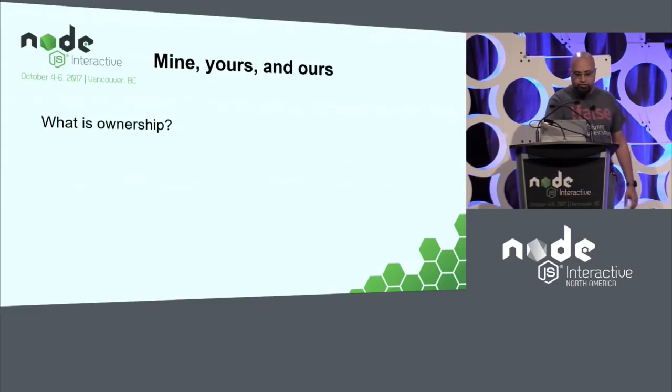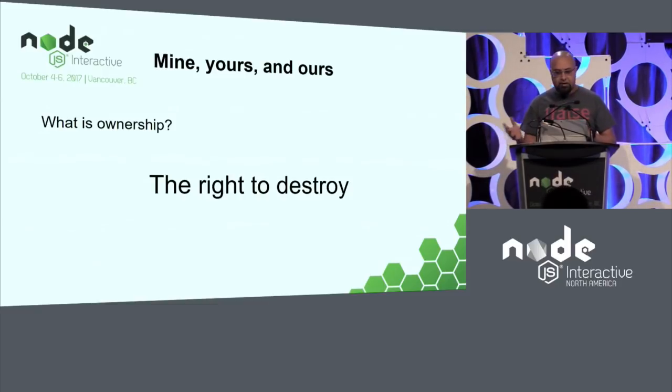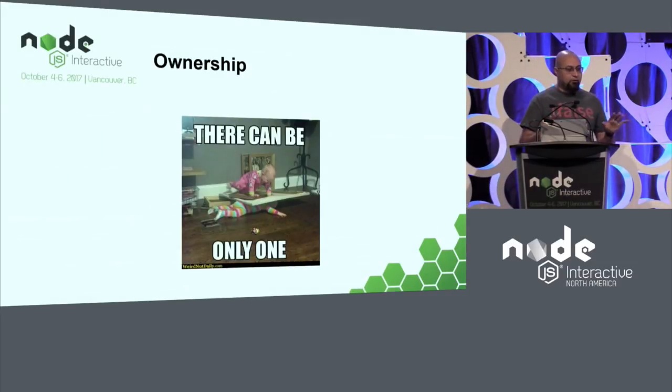So what is ownership? Ownership is the right to destroy. It's kind of the best way to think about it. If I own a car, I can put that car in a crusher, right? If I loan you that car and you put it in a crusher, we're going to have a problem. So the idea is that one piece of memory is owned. I can hand out copies, but it's mine to destroy. There can be only one owner of memory. At no point can you have two people owning the same piece of memory, which prevents the data race.